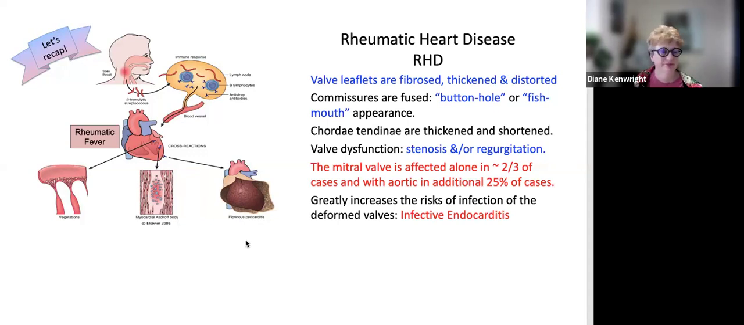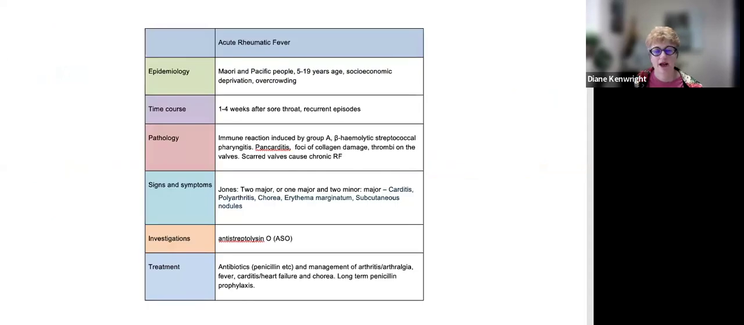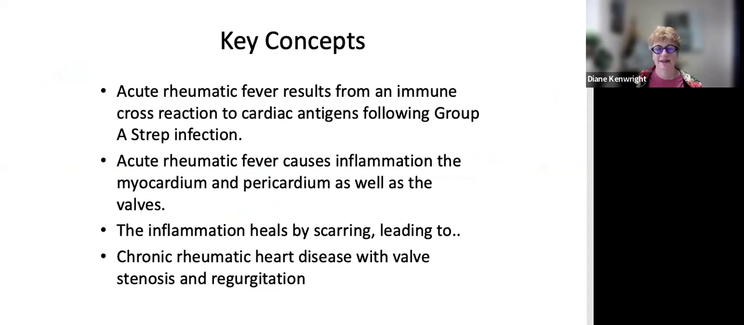Carrying on. All right, so here we go. I've made you some notes too here to reflect rheumatic fever. Okay, key concepts again. I'm just going to keep emphasizing this because I know you might be a bit bored of rheumatic fever, but it is really important. It's a type 2 immune cross reaction to cardiac antigens by antibodies formed after group A strep.